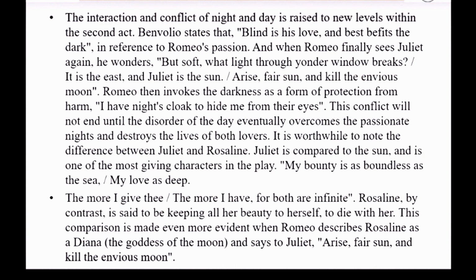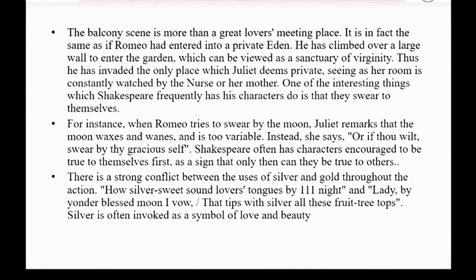The balcony scene is more than a great lovers meeting place. It is in fact the same as if Romeo had entered into a private Eden. He has climbed over a large wall to enter the garden, which can be viewed as a sanctuary of virginity. Thus, he has invaded the only place which Juliet deems private, seeing as her room is constantly watched by the nurse or her mother.